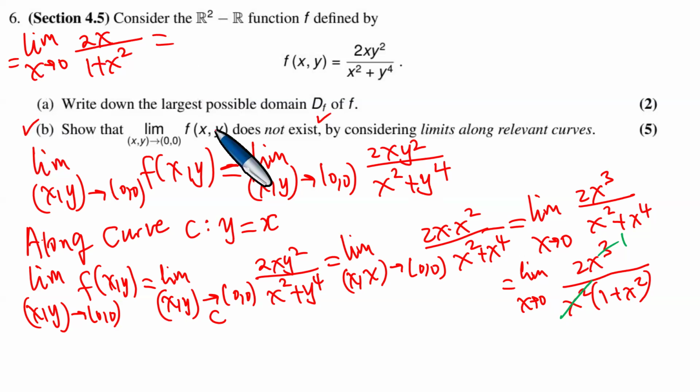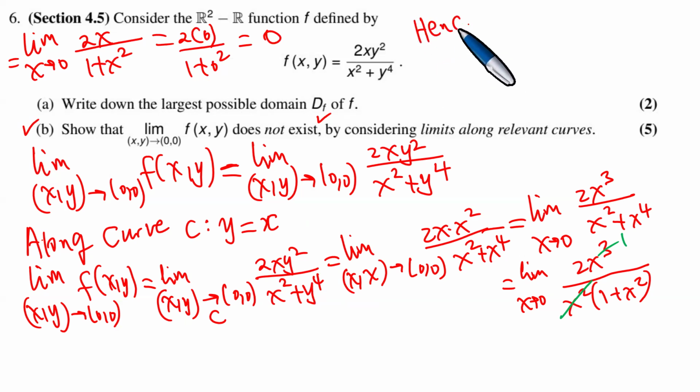Let's now check: is there any problem if we substitute? We take the limit straight away. So if we take the limit here, we'd have 2 times 0 divided by 1 plus 0 squared. What is the answer? 2 times 0 at the top is 0, divided by 1, and it's 0. Therefore, the implication is that we have the following. We're going to say, hence, the limit.